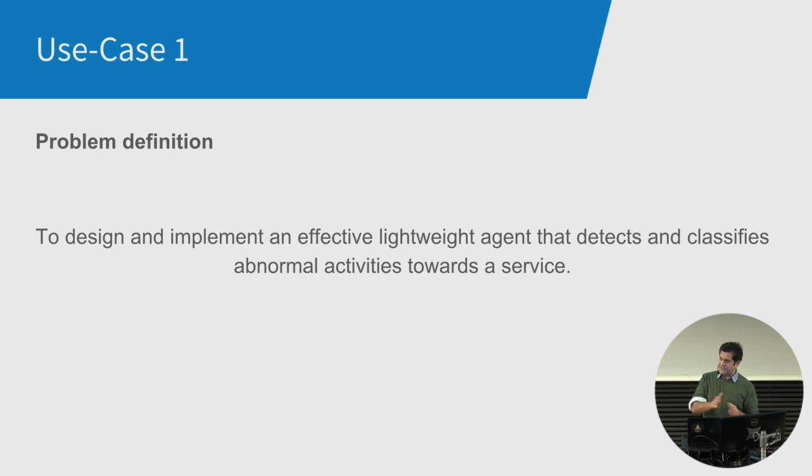So to further explain all of these, I'm going to talk about two use cases that I've personally been involved with. One of the things that we wanted to do at Visma, we try quite a lot combining security and machine learning and artificial intelligence together in various parts of the company. And one of the cases I was personally involved with was to design and implement an effective lightweight agent that detects and classifies abnormal behavior towards a service. So this is very interesting in terms of abnormal behavior. What do we mean by abnormal behavior?